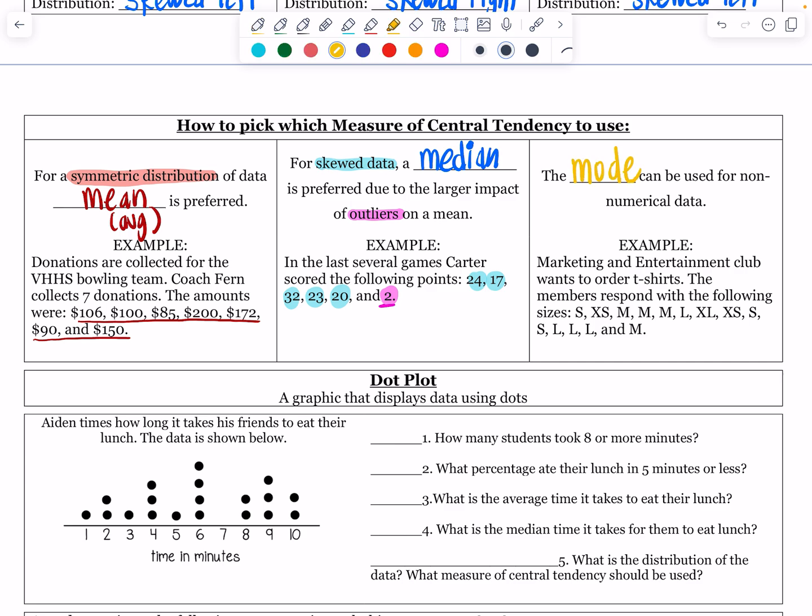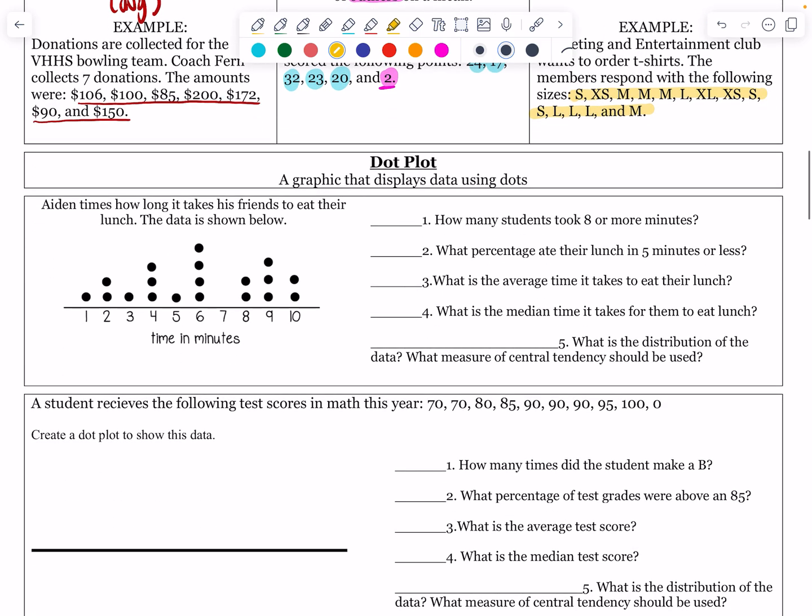So for instance, the Marketing and Entertainment Club at our school wants to order t-shirts. The members respond with the following sizes. Because all of these are sizes, you're not going to have a mean or a median or a range. You're just going to have a mode for non-numerical data. Another example would be if you're looking at people's favorite Starburst color. You would look at the mode, which obviously pink is best. Personal opinion.